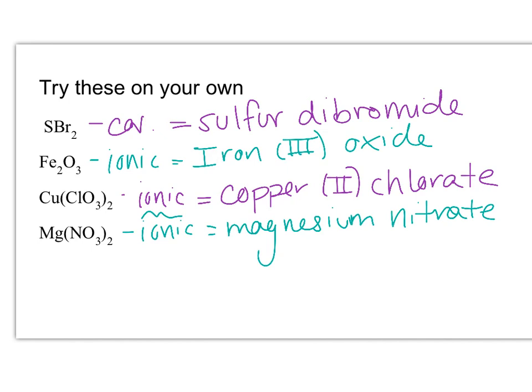Again, a polyatomic ion tells us we're dealing with ionic compounds. Okay, so work on your practice, and you're going to have mixed ones of these on your test. So you want to make sure that you can use your context clues to figure out what type of compound you have in each situation.